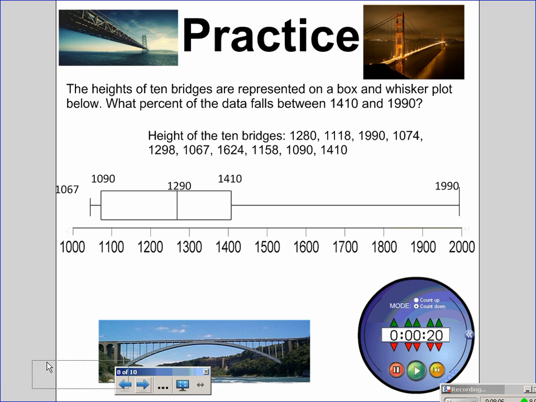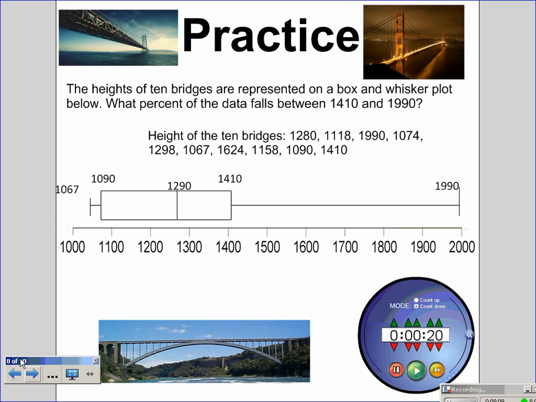Practice. The heights of 10 bridges are represented on a box and whisker plot below. What percent of the data falls between 1,410 and 1,990? Try this on your own. It is a real-world problem. You are correct if you answered 25%.